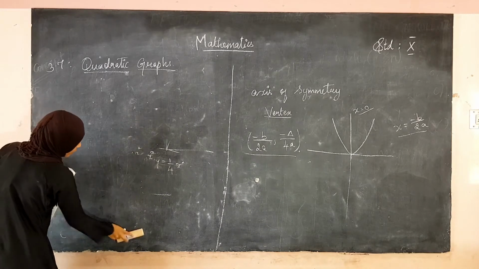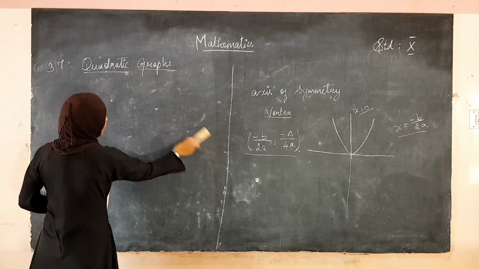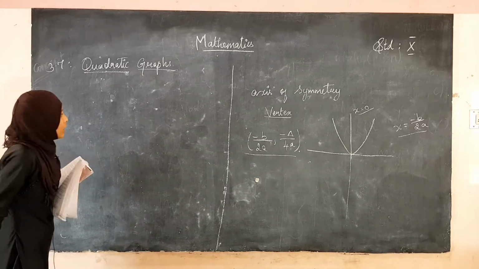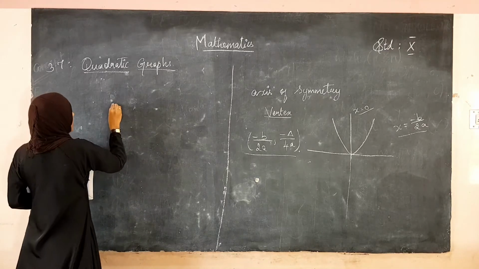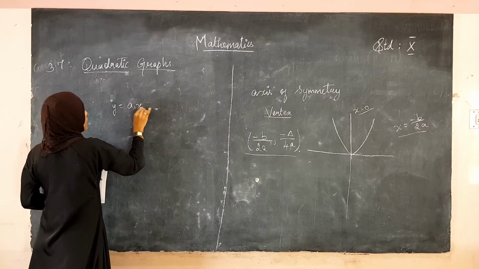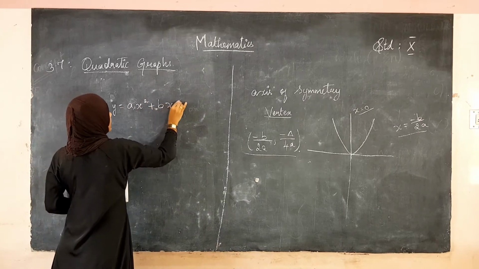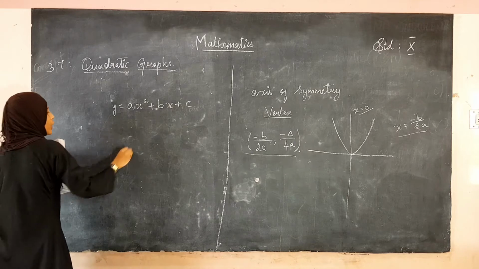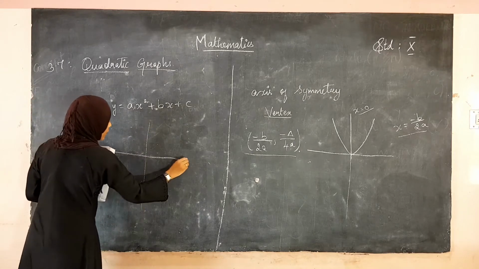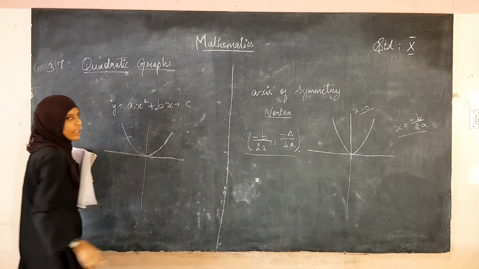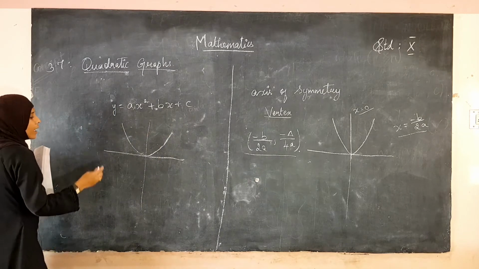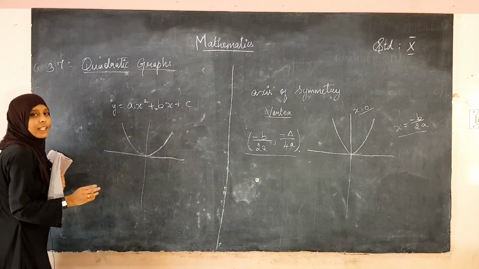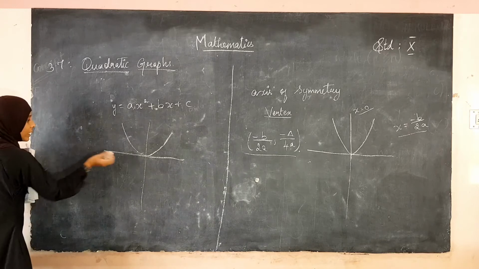Next we can see how we are going to find the solution using the graph of the quadratic equation. After drawing the graph, if they give a quadratic equation as y is equal to a x squared plus bx plus c, you will be drawing the graph like this.